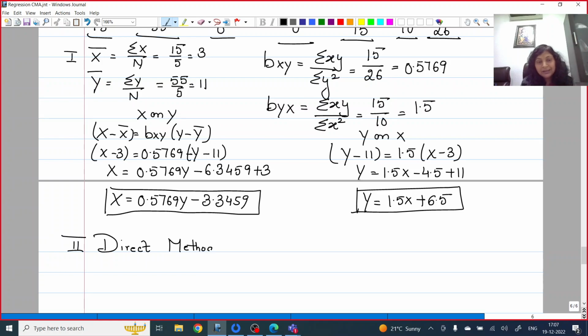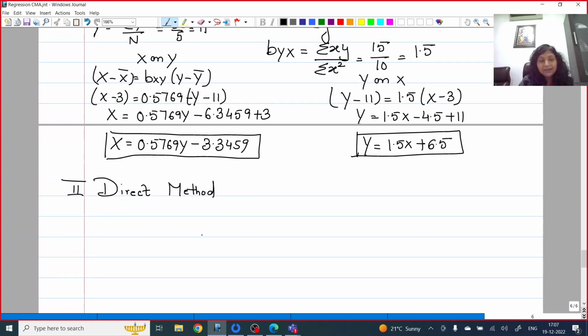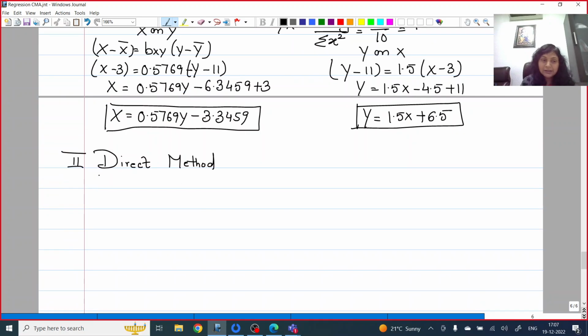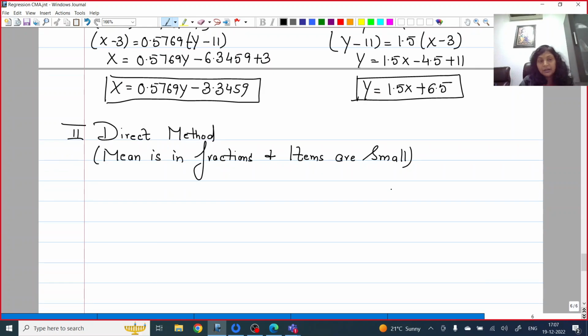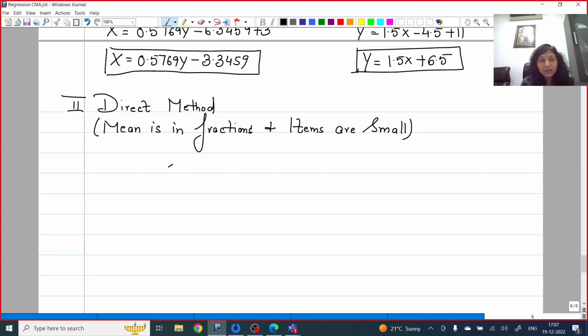So we use the direct method when the mean is in fractions and the items are small. So in that case we use the direct method. Again, first write down the formula for correlation.